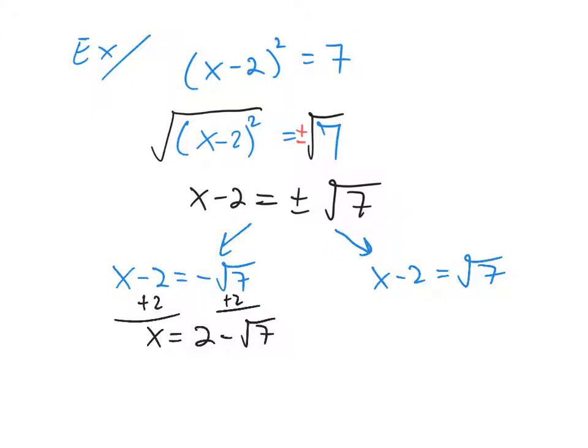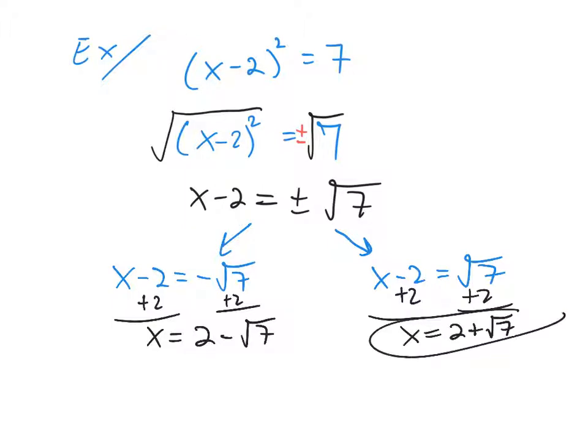So there's my solution for that one. And over here, let me go ahead and add 2 and add 2. And I'm left with x equals positive 2 plus square root of 7. So there's one of my solutions, and there's my other solution. All right, so notice, once whatever is being squared is by itself, that's when you go ahead and you take the square root of both sides. You can't take the square root unless whatever is being squared is all by itself. All right, so let me give you some practice, and we'll see how things go here.